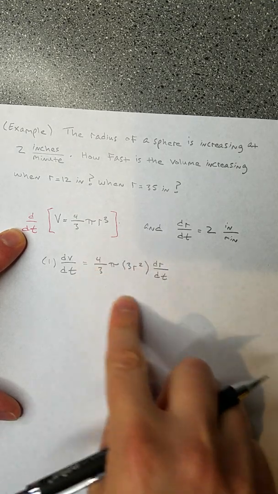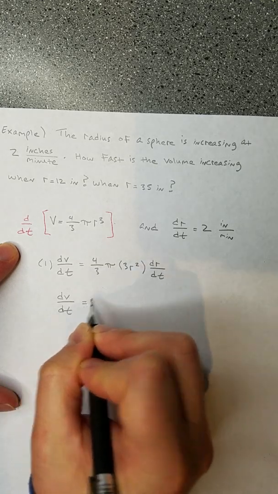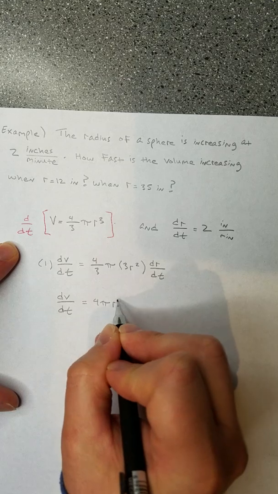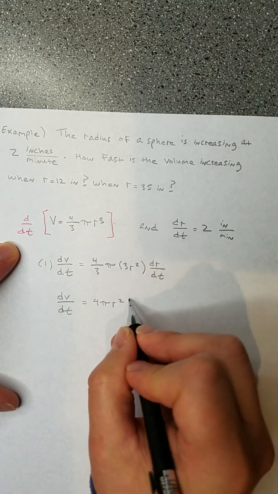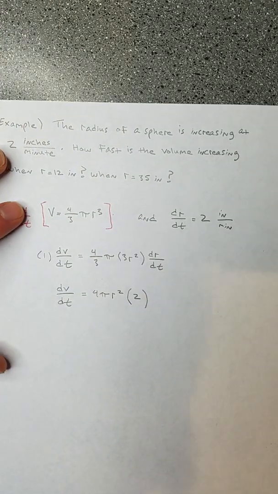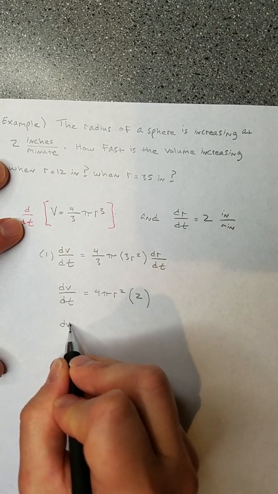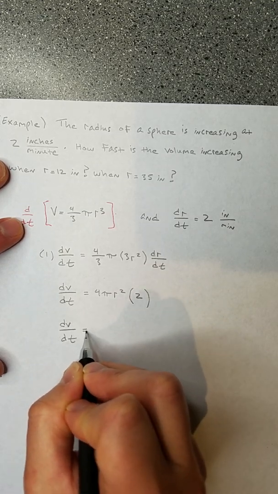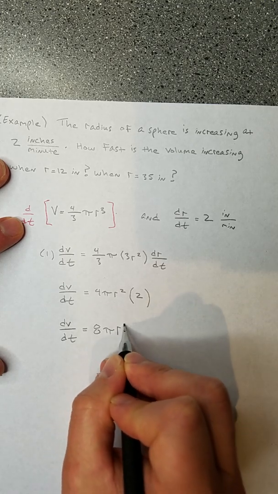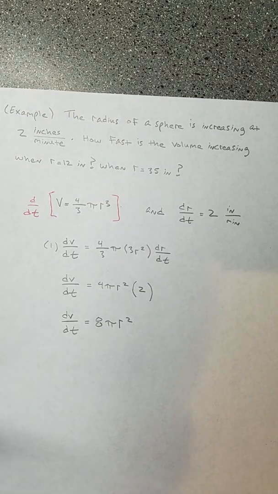So let me do a little simplifying and so on. Let's see, with the 3 canceling, I'll get 4 pi r squared, and then dr/dt is 2. All right. Okay. So one more thing. dv/dt, might as well put the 2 and the 4 and say 8 pi r squared. Okay, so that will tell me how the volume is changing.